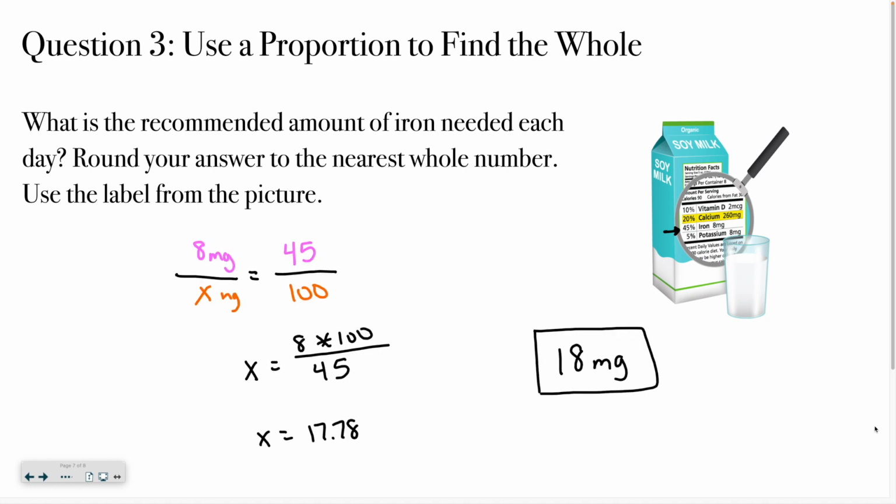All right, when you solve this problem, hopefully you set it up just like I did, and then you cross multiplied. So you said 8 times 100 and divided by 45. When you did that, you probably got something like 17.777, repeating for a little bit. If I were to round that to the nearest whole number, that's going to give me 18 milligrams as the recommended daily value intake of iron.